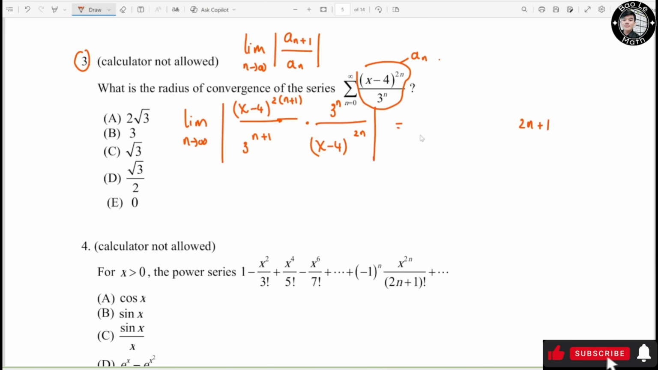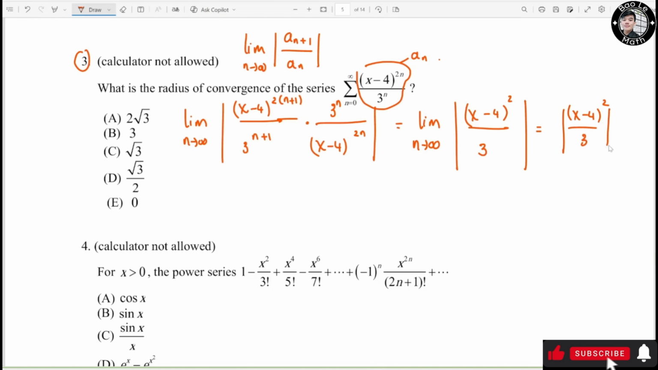So we're going to simplify this. The exponent is actually 2n plus 2. So we have the limit as n approaches infinity of the absolute value of x minus 4 raised to the power of 2 over 3, because 3 raised to the n and 3 raised to the n cancel out. That's the absolute value of x minus 4 squared over 3, and we need this to be less than 1. So it's the absolute value of x minus 4 squared less than 3. Now take the square root of both sides.